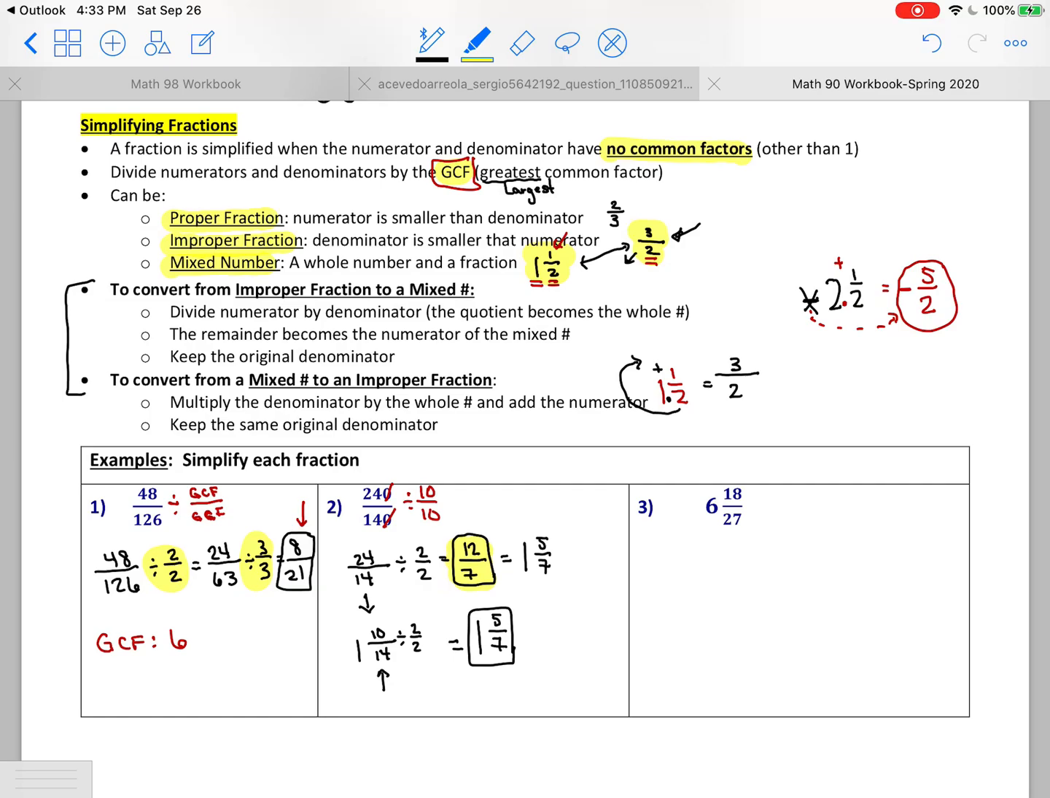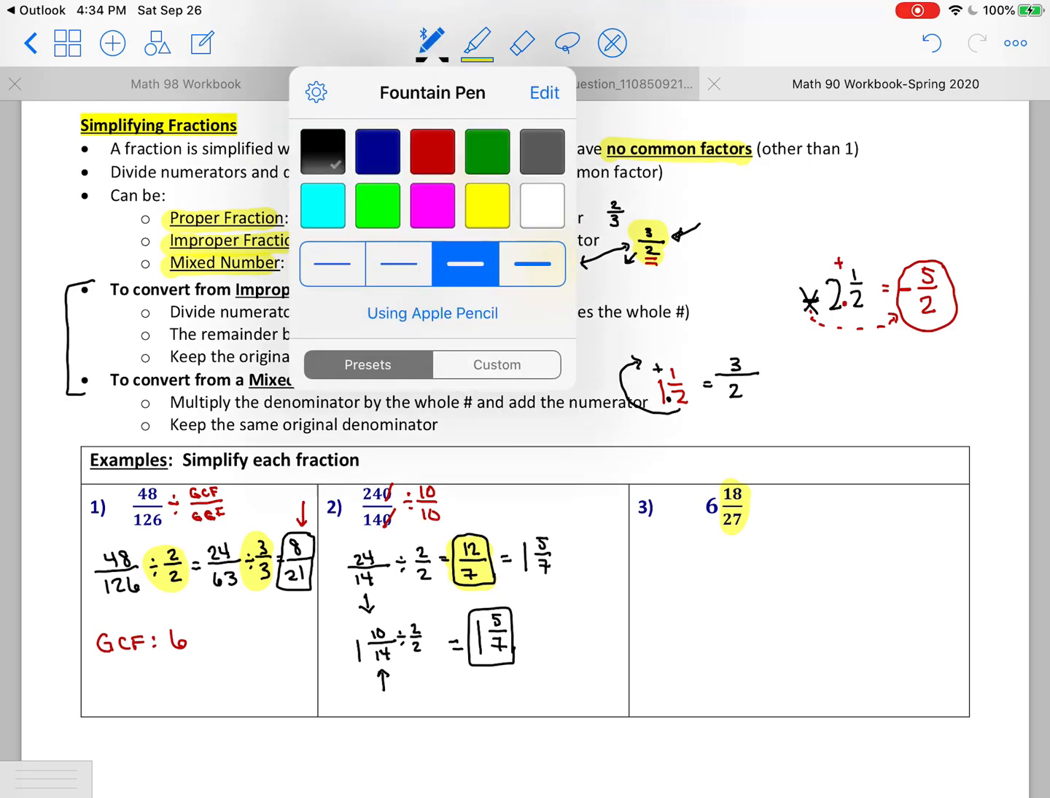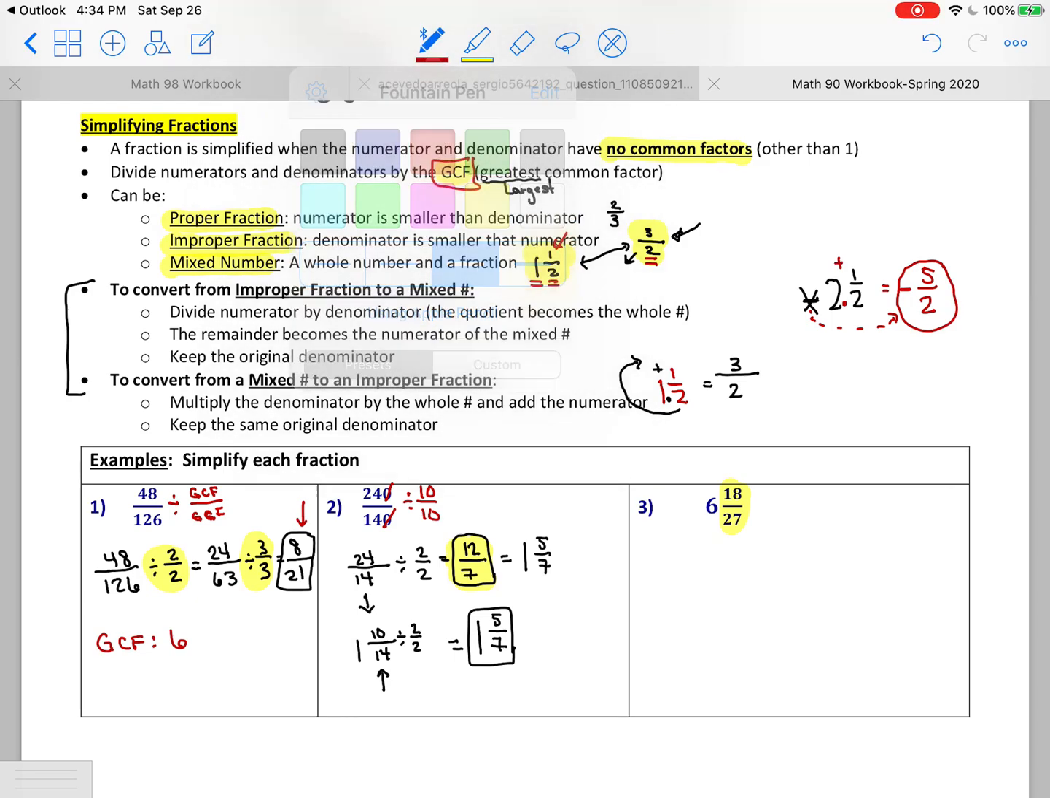Okay, now looking at example number 3, sometimes it's helpful to make everything an improper fraction from a mixed number before we do the simplification, but most of the time it's not. I mean, this is a whole number 6, and then we have this fractional part here. We do not need to take 27 times 6 plus 18 and make this humongous number, right? Because that's just wasting our time. So let's just look at the 18/27. We're going to look for common factors here, or the greatest common factor.